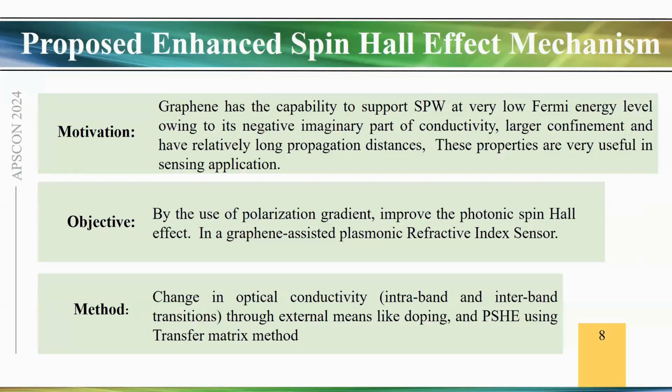Then we come to my paper and the motivation. Here we are using graphene. Graphene has the capability to support the surface plasmon wave at a very low Fermi energy level, while owning a negative imaginary part of conductivity, a large confinement loss, and a long propagation distance. Hence, these properties are very useful in sensing applications. The objective is to improve the photonic spin Hall effect in the graphene-assisted plasmonic refractive index sensor by using this polarization gradient. For the method, we are using the change in the optical conductivity, and the other is the transfer matrix method.